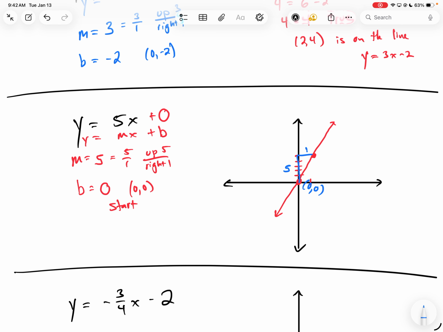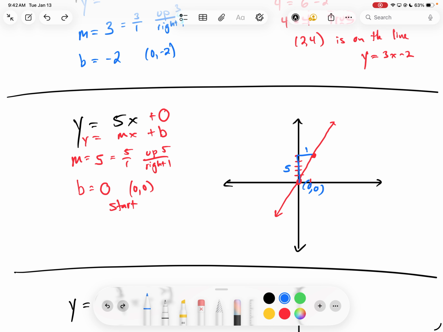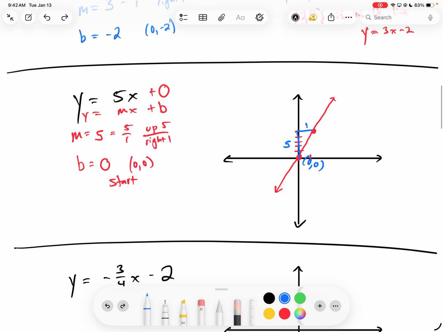So yeah, this one is a little bit strange just because you don't have a plus b there, but if you don't have anything there, it's just like a 0. So you start at 0 and then do what the slope says. Positive you go up, negative you go down.